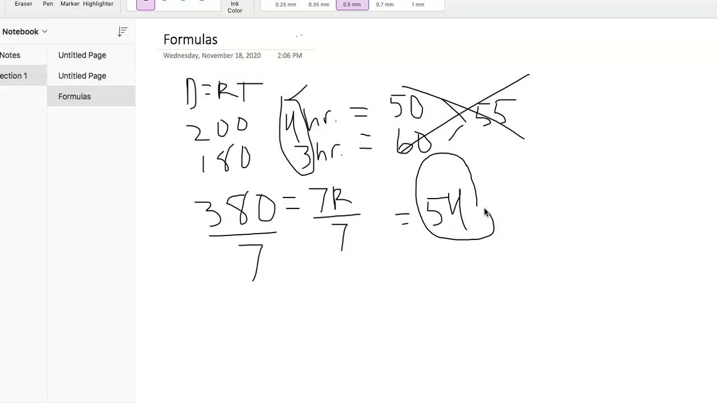Okay, so that's everything you got to know for formulas. So we went over exponents. You do need to be familiar with how to multiply exponents, add them. How do you divide exponents, subtract them. How do you do negative exponents? We went over that. The probability stuff, especially for coins, dice, cards, and then finally here we ended with distance equals rate times time.